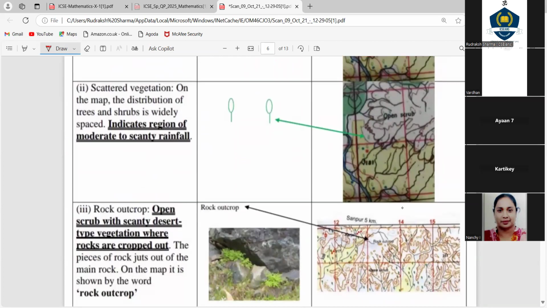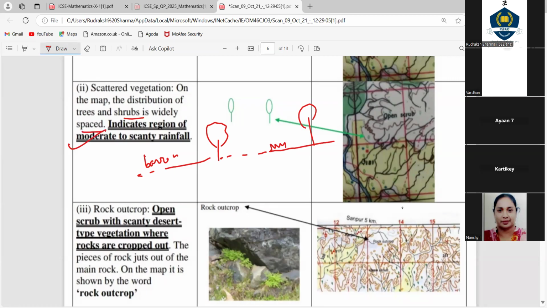Now scattered vegetation. Sometimes you must have noticed that there is some dry or you can say very barren land. Some barren land here, okay? And suddenly you see one tree, then some more barren land, and then one more tree, or you can say some grass. So this is called scattered vegetation because they don't have any specific type of vegetation. They are present randomly anywhere, so they are known as scattered vegetation. On the map, the distribution of trees and shrubs is widely spaced, indicates region of moderate to scanty rainfall.